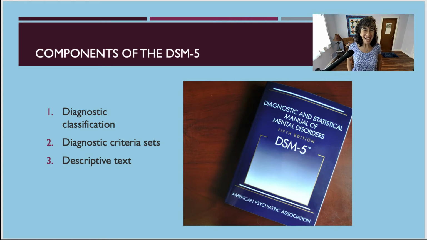All right. So there's 3 major components of the DSM-5 under any diagnosis. There's the classification, so the what is it, the diagnostic criteria set, how do we know this is it? And the descriptive text, which gives us a lot more information about a particular diagnosis. And we're going to look at each of those in turn.